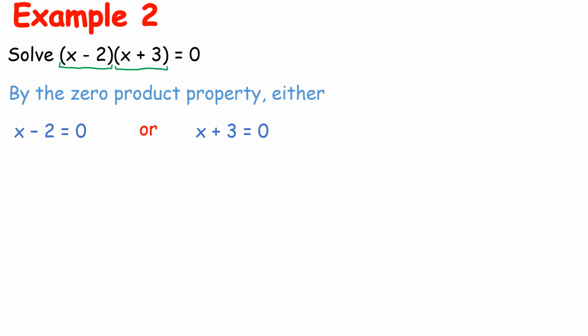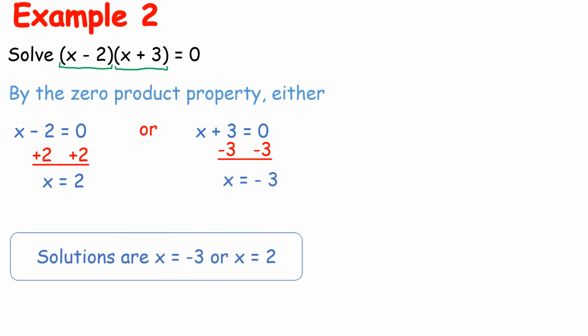Let's work with x - 2 first. We're going to add 2 to both sides, and we get our answer as x equals 2. For x + 3 equals 0, we're going to take away 3 from both sides, and we get x equals -3. So our solutions are x equals -3 and x equals 2.